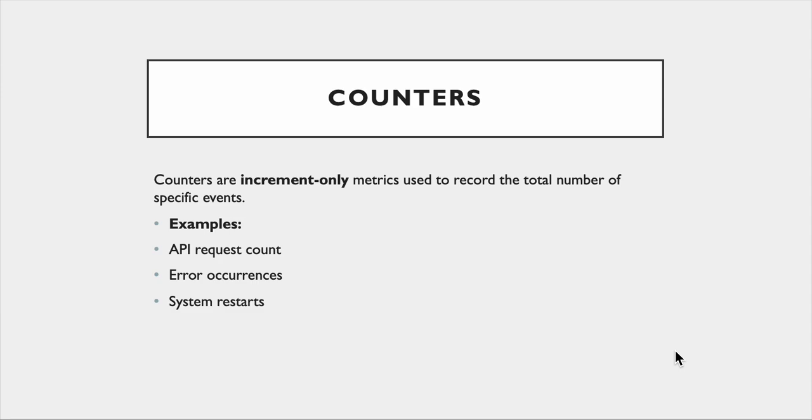Here come the counters. Counters are monotonic metrics. They can only increase over time and are used to track the number of times an event has occurred. Common use cases include tracking API request counts, error occurrences, and system restarts.